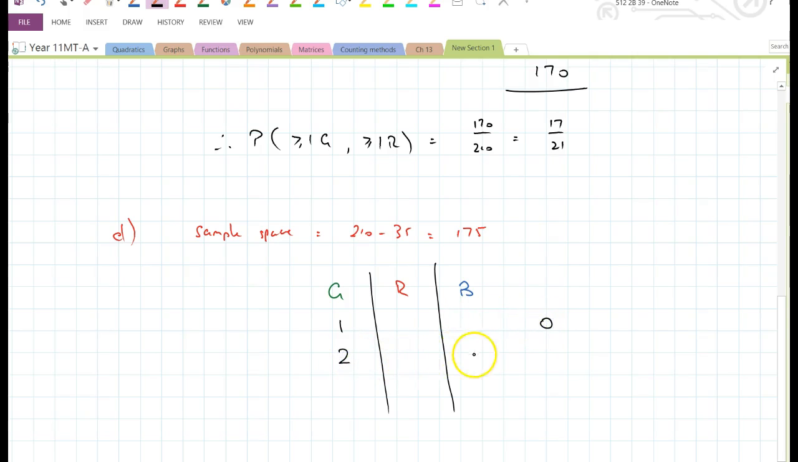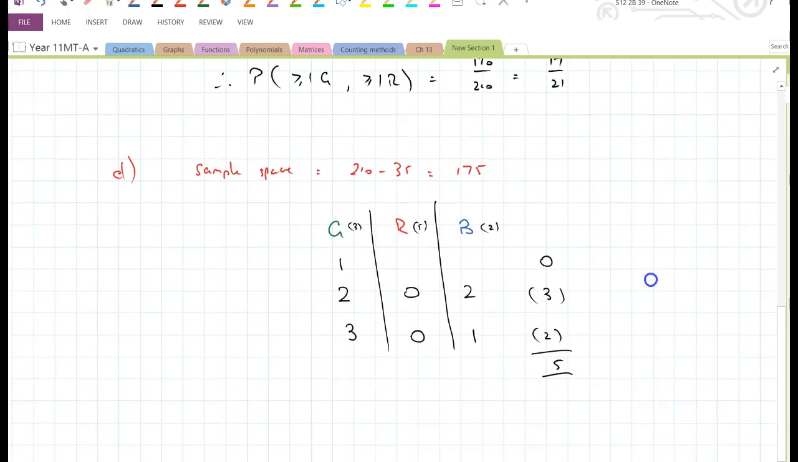If I choose 2 green, then I can have 2 blue for no red. Remember, I'm looking at the complementary event. 3 green and 1 blue will give me no red also. Remember, there's 3 green, 5 red, and 2 blue. So I'm choosing 2 from 3, which is 3, and 2 from 2, which is 1. So there's only 3 outcomes there. I'm choosing 3 from 3, which is 1, and 1 from 2, which is 2. So there's 2 outcomes there.